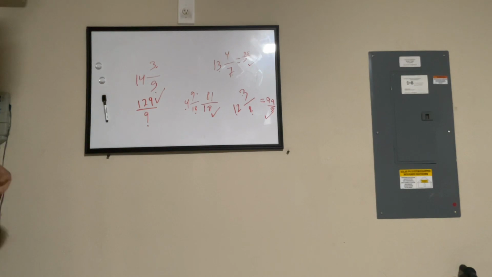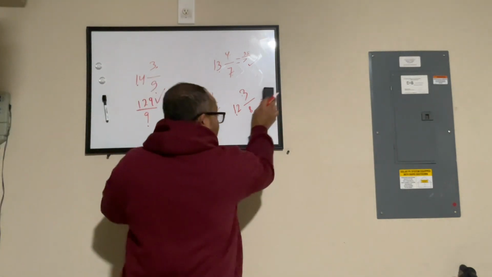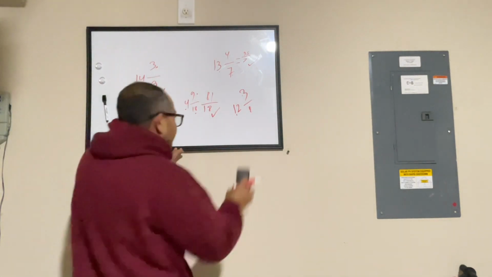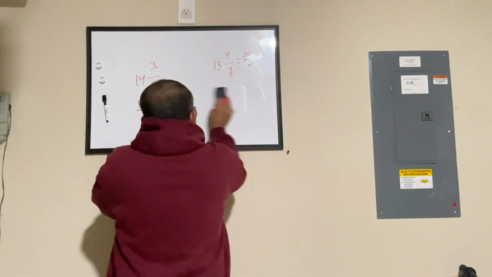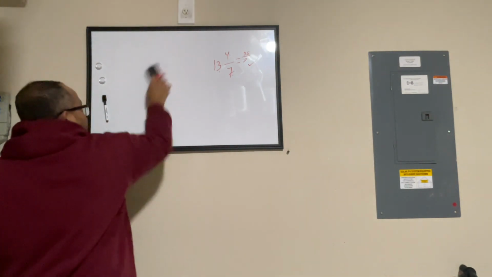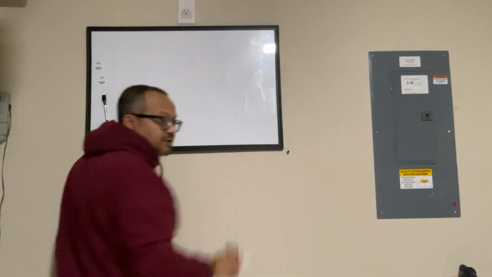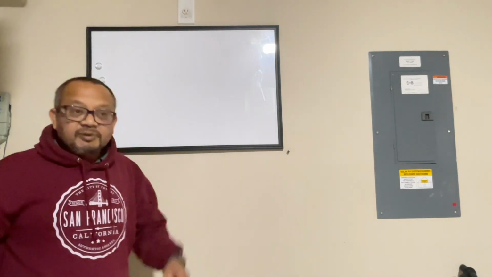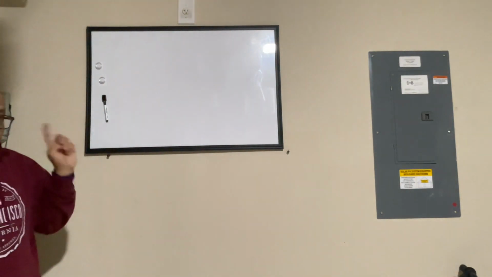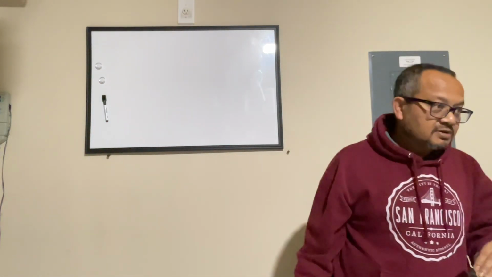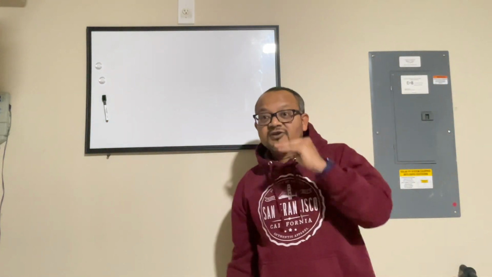Yeah? Improper fraction. What is that called? Improper fraction. So again, a proper fraction is where your denominator is bigger than your numerator. Everybody here, what is a proper fraction? When the numerator is smaller than your denominator. An improper fraction is where your numerator is bigger than your denominator.